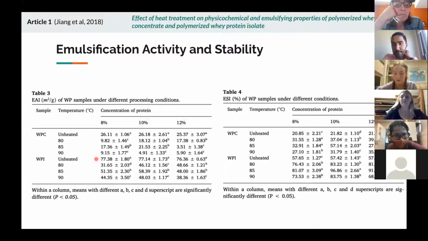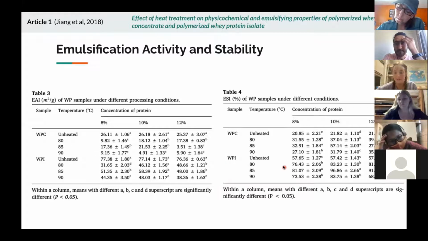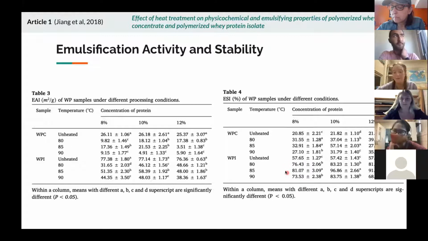And in table 4, the ESI of the native whey protein isolate and polymerized whey protein isolate was significantly higher than that of the native WPC and PWPC under the same conditions. According to the authors, the reason behind this was that the whey protein isolate can produce a larger electrostatic repulsion than the whey protein concentrate during the unheated or heated conditions, which is conducive to stabilizing the emulsions.